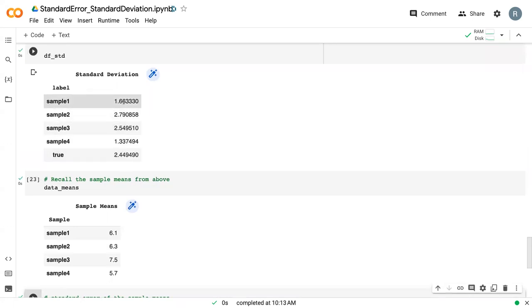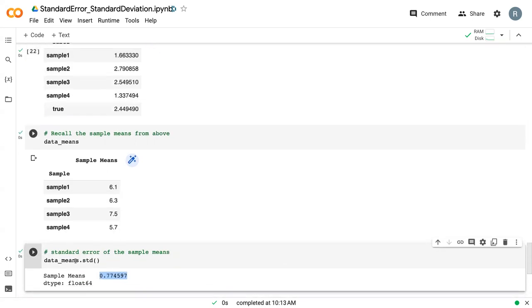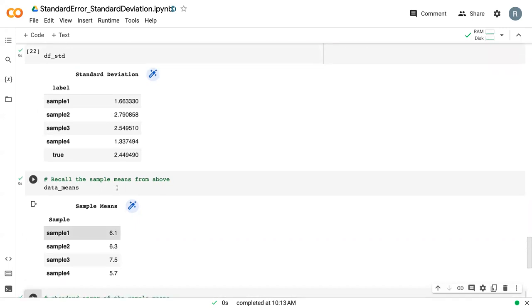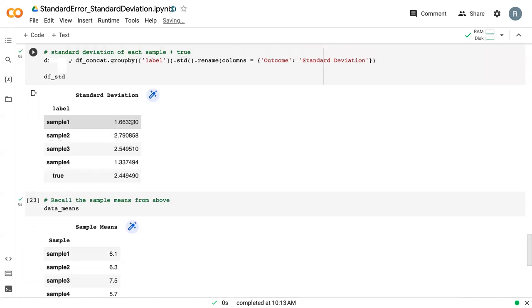And so the only difference is what you're using the command on. If you're getting standard error, it should be on some statistical sample distribution. If you're wanting standard deviation, it should be on actual data, whether that's the sample that you collected or the population.